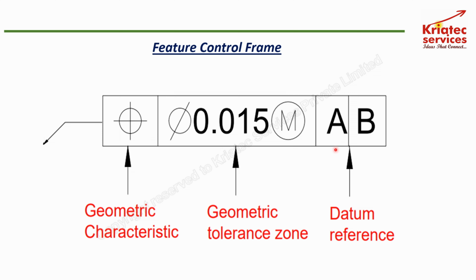Here, datum A is going to be the primary datum, which means that the component during measurement should be constrained with respect to A first, and then part B needs to be fixed after the primary datum, which is called the secondary datum.